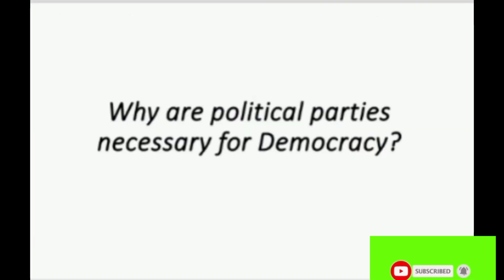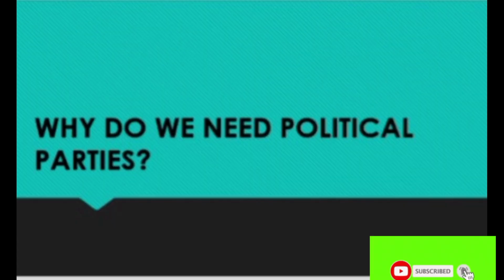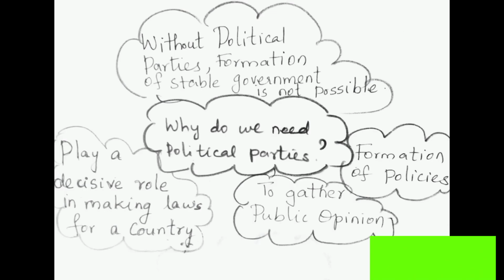Next, we can see why political parties are necessary for a democratic country like India. Why do we need political parties? We know that without political parties, the formation of a stable government is not possible. We can understand the necessity of political parties by imagining a situation without political parties.